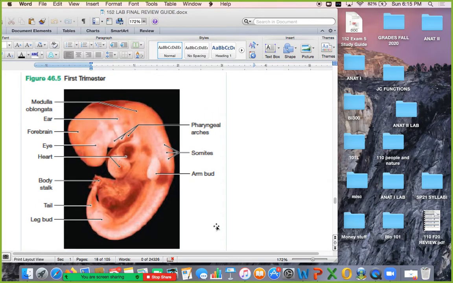All right, this shows you the early stages in the first trimester. Here's the pharyngeal arches, which we spoke about in the last review session, which are going to become the pharynx. They're going to have precursors to cartilage in there. Here's the developing forebrain, the developing eye, developing ear.